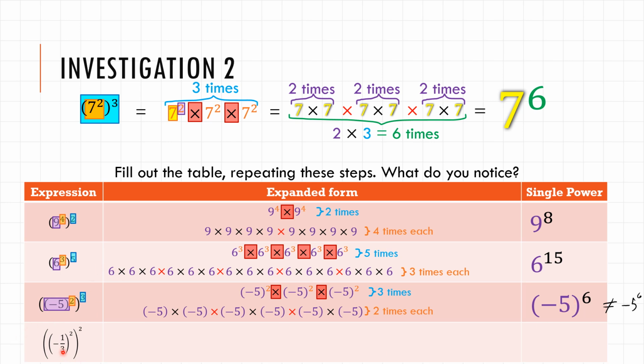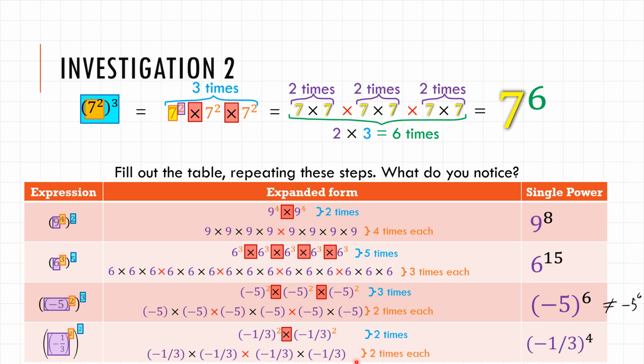Finally, what happens if our base is a fraction? Nothing really different. This is negative 1 over 3 squared times itself 2 times, just like that. And each of these has 2 groups. So we multiply it by itself a total of 2 groups of 2, which is 4 times.